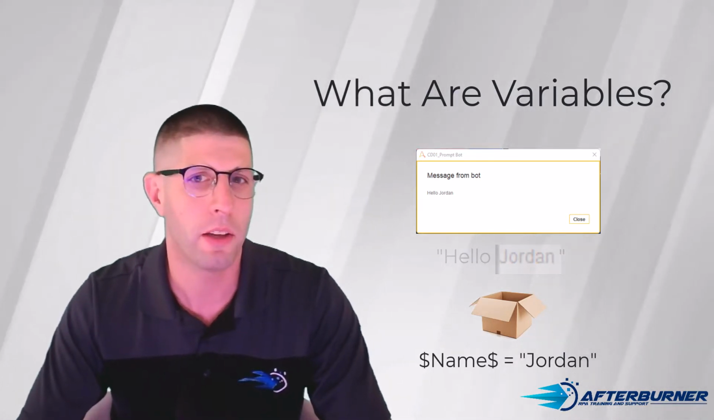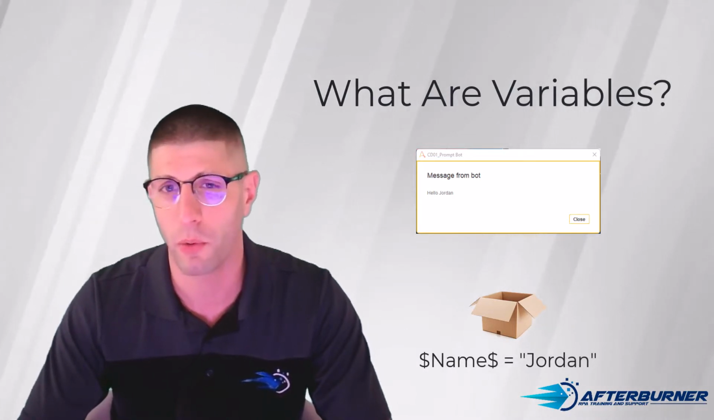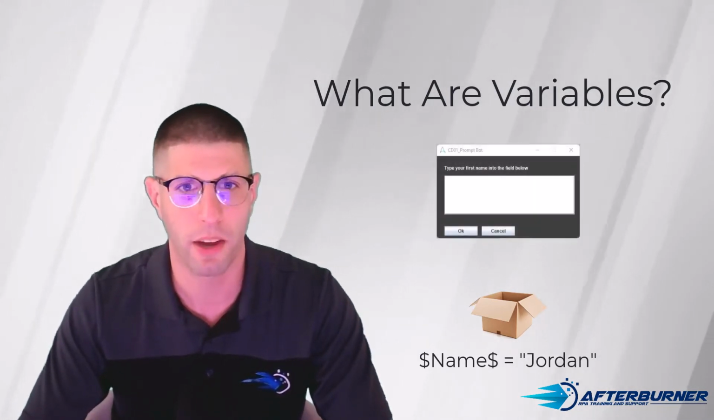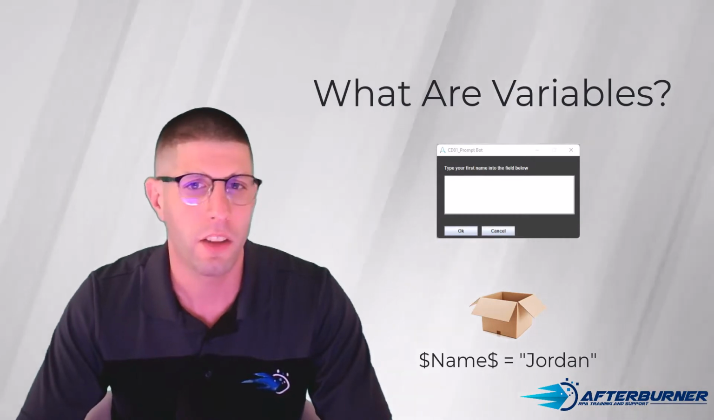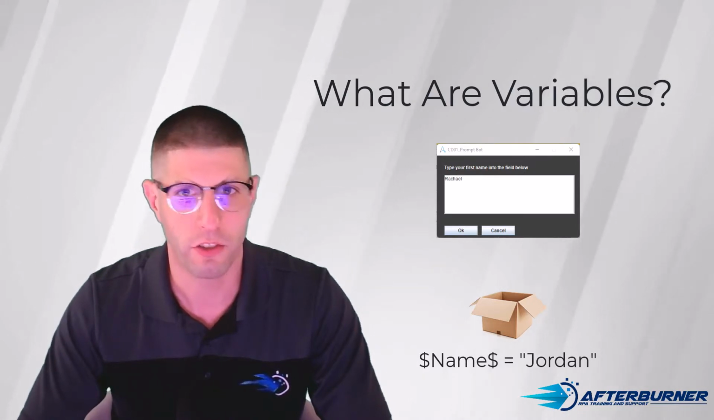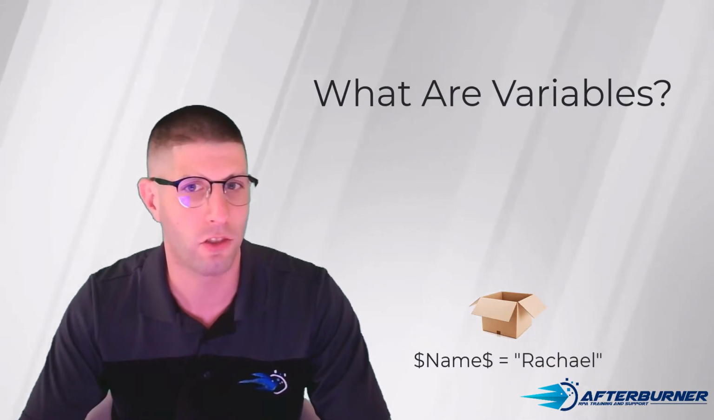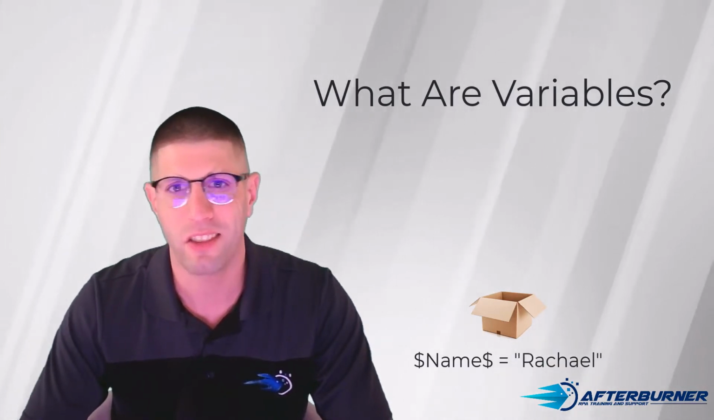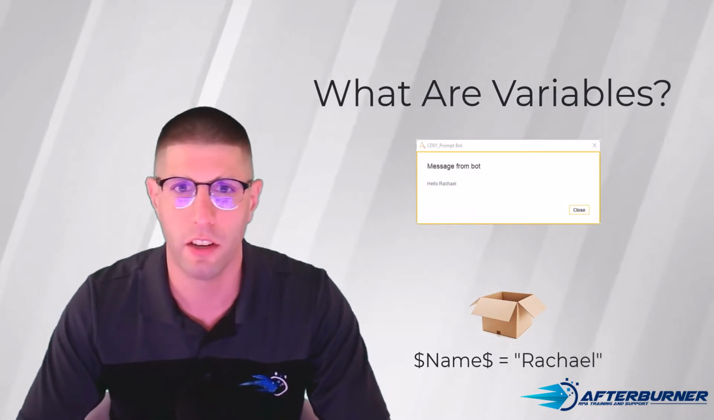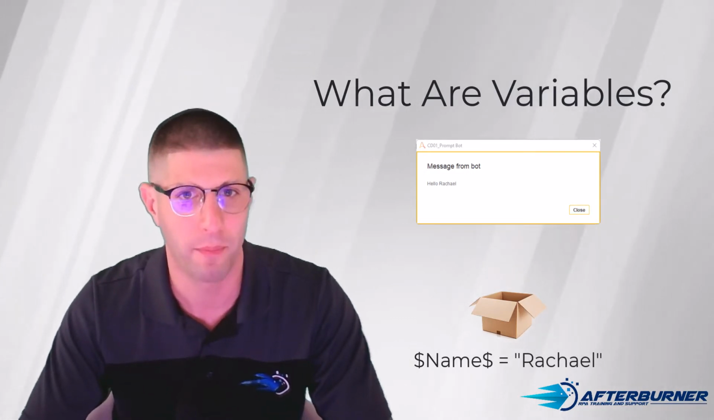But let's say that we copied those two lines of code, the prompt and the message box, and repeated them right after the original two lines. After the bot says hello Jordan, it'll show us another prompt asking for a name again. Let's say this time I type in Rachel. Our name variable already has Jordan stored in it, so the new value that we have gets assigned to the name variable and overwrites Jordan. Even though we have the exact same message box code as the second line of code, this time it'll say hello Rachel instead of hello Jordan, because there's something different inside of the name variable at this point in time.